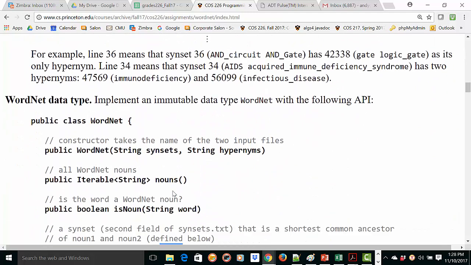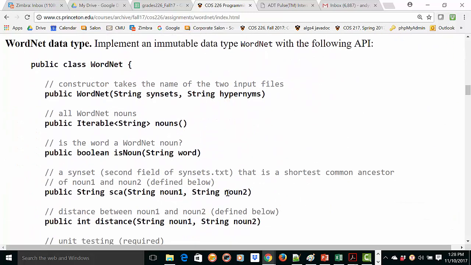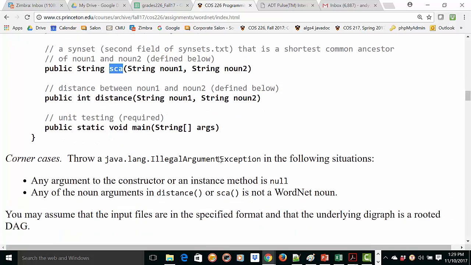And then you find the set of IDs for noun 2. Noun 2 may have one or more IDs. If it's a valid noun, it must be in there. So essentially, once you are given noun 1 and noun 2, you have to find out which synsets noun 1 and noun 2 are in. That gives you two sets of IDs. And then you find the SCA from those two sets. All right. And then also you can do the distance.